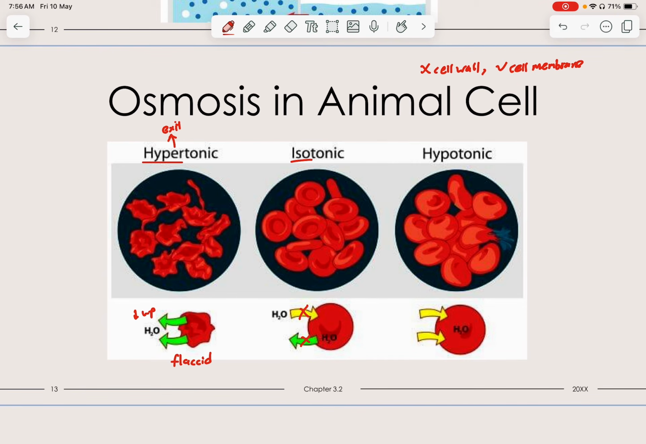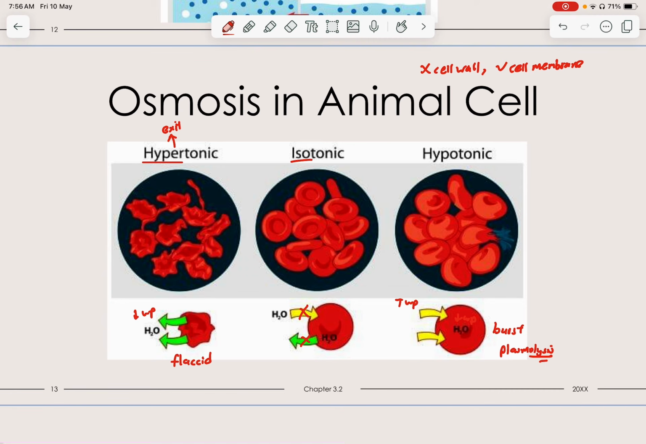There will be no effect. So it's isotonic. Nothing will happen to the cell. But for hypotonic, water moves into the cell. When too much water moves into the cell, most likely the outside of the cell has higher water potential and inside there's a lower water potential, so water will enter. It's of course going through by osmosis. But unfortunately, since animal cells do not have a cell wall, this cell will burst. And this is what we know as plasmolysis. So lysis means burst or destruct.